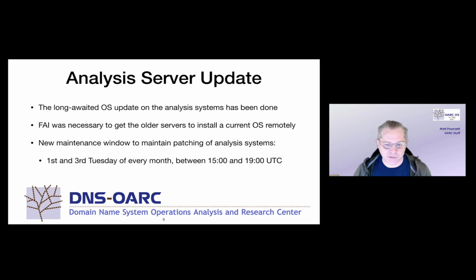So having this FAI fully automated installer up and running in order to do this was really important and really helpful. Now that we have those machines on new OSs that can actually be maintained, we've instituted a new maintenance window on the 1st and 3rd Tuesday of every month between 3 and 7 p.m. UTC. So if we need to reboot the servers for any reason, new kernels, that sort of thing, that's when we'll be doing it. We won't be announcing those reboots, but we will be using the on-system facilities to notify anyone who's currently logged in that the reboot will be coming.